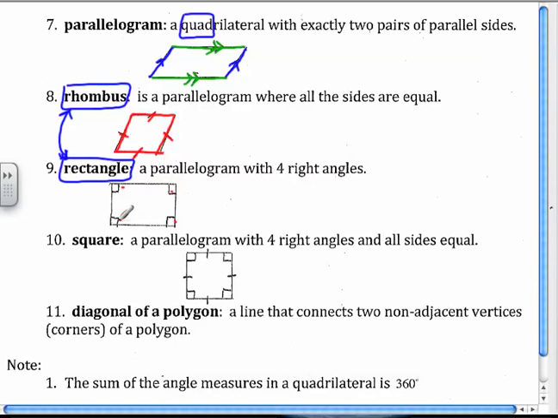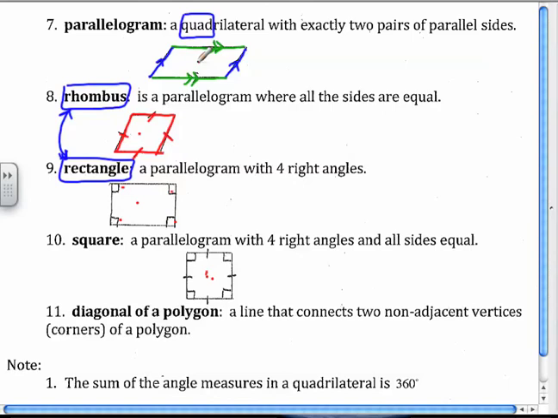So the thing to remember is that a square is a rectangle. It's a special kind. It's one where all the sides are equal. A square is a rhombus. It's a special kind. It's a rhombus where all the angles are equal. A square is a parallelogram. It's a special kind. It's where all of the sides and all of the angles are equal.